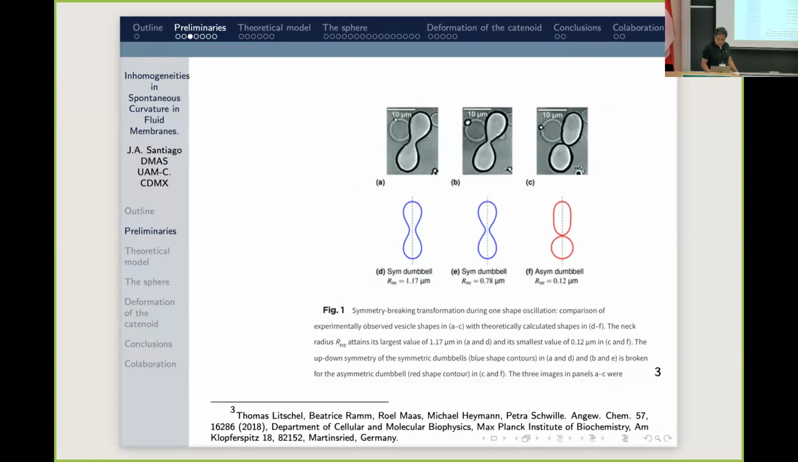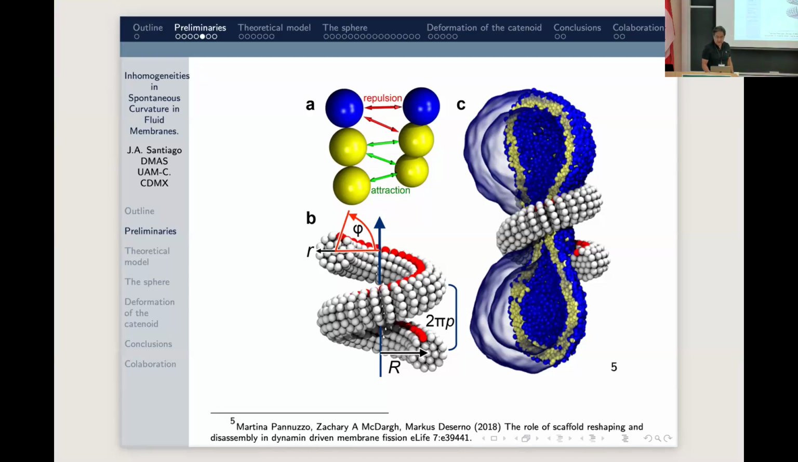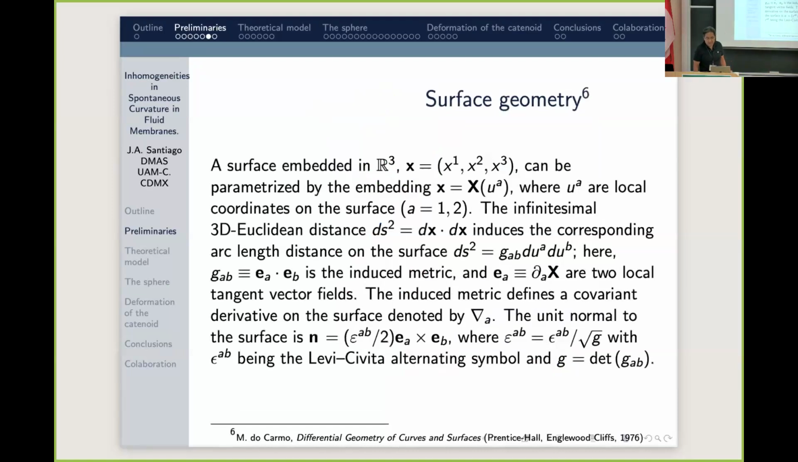This is a recent work, and in the group of Marcus de Cerno, they study a similar simulation with this kind of phenomena. Also, a kind of protein involves the waist of the membrane to deform the surface. So let me say something about the basics of geometry.